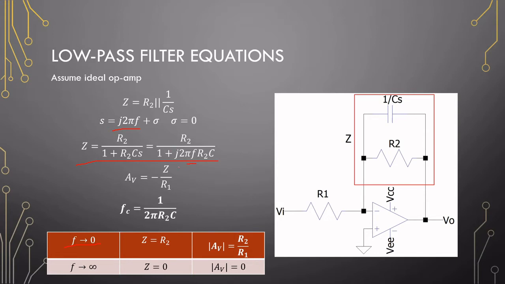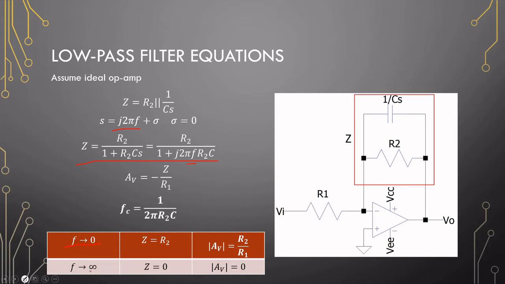Okay, so with F going towards 0, this term will become smaller and smaller until it's not really anything to work with, and we have R2 standing over 1. So Z basically becomes R2, and our gain is R2 over R1, which is just an inverting amplifier like we're used to. Okay, so that is your first design equation for the passband gain.